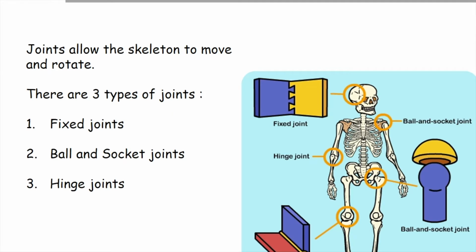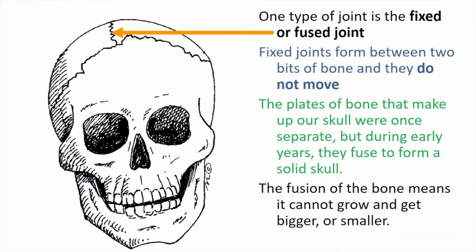Joints allow the skeleton to move and rotate, and there are 3 types of joints: fixed joints, ball and socket joints, and hinge joints. Another name for fixed joint is fused joint. Fixed joints form between 2 bits of bone and they do not move.